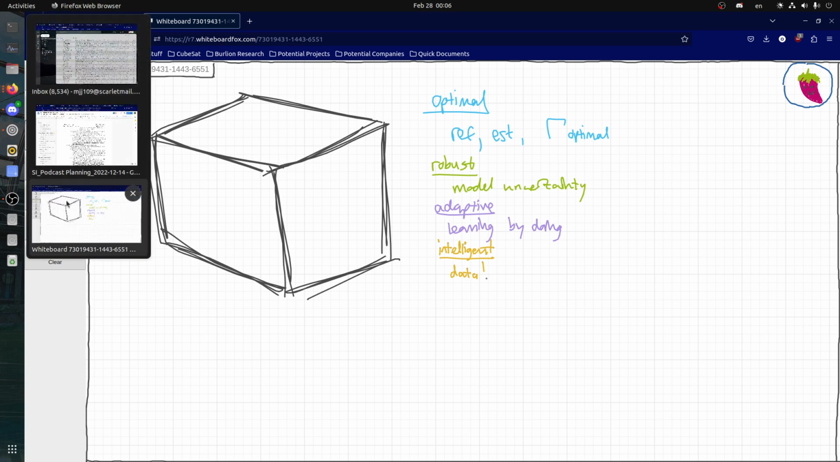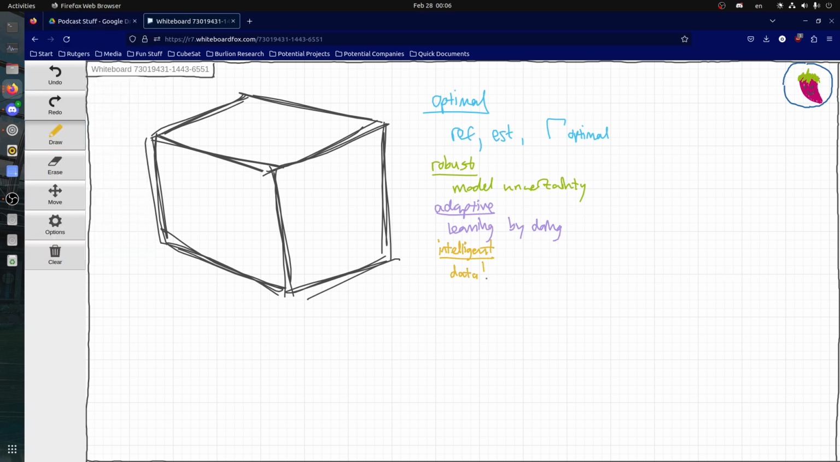So yeah, intelligent control, fun stuff. I do not understand it.